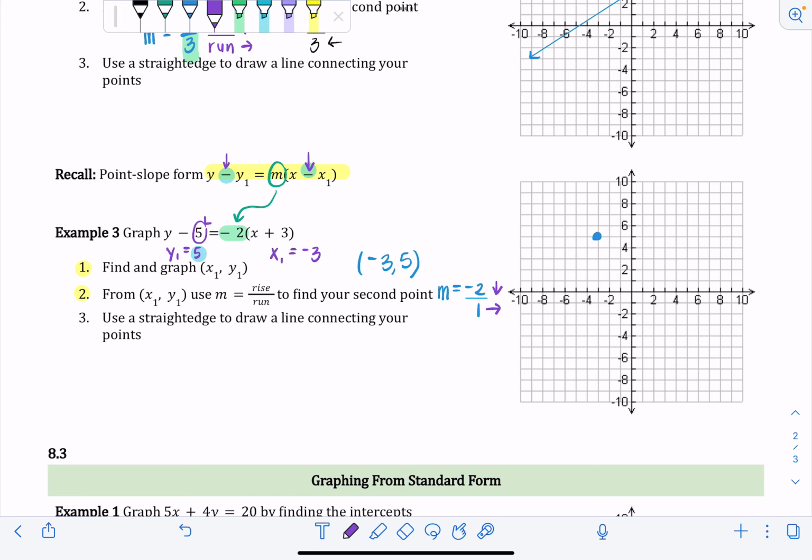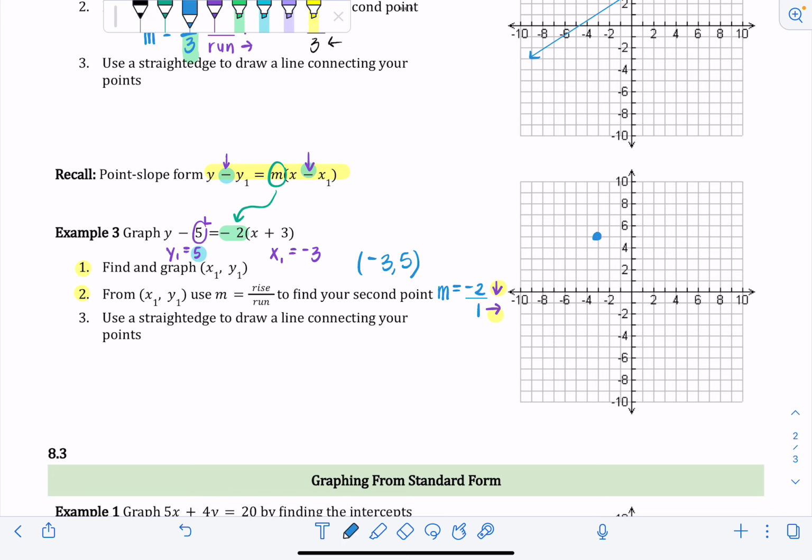Because if I were to make this, say I did, don't write this because it's incorrect. So if I did negative 2 over 1, and I went down 2 for the negative 2, and then I went left 1 because it's negative, I would have to make this a negative 1, and then negative 2 divided by negative 1 is actually a positive 2. So that would give us a positive slope technically. So we don't want to do that. Whenever you have a negative slope, only one of these should go in the negative direction. So usually down and to the right is the easiest way.